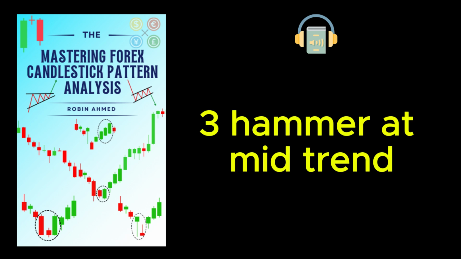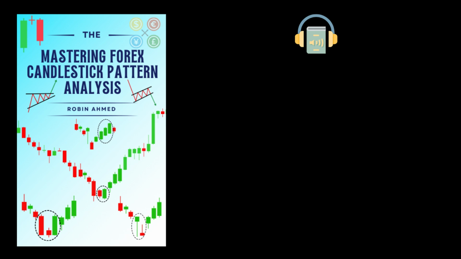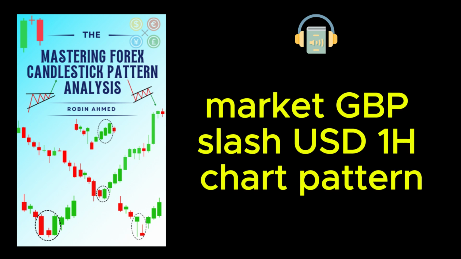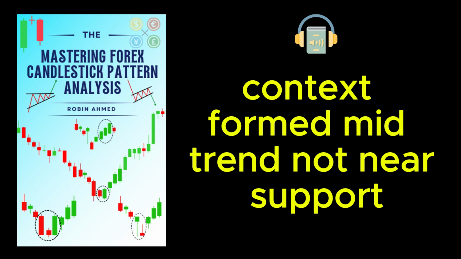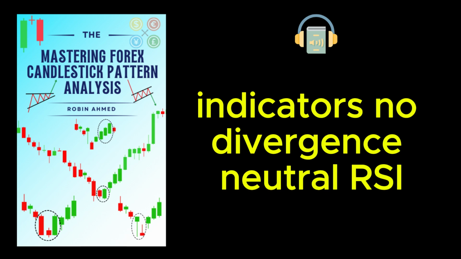3. Hammer at mid-trend, a losing trade. Market: GBP/USD, 1H chart. Pattern: hammer. Context: formed mid-trend, not near support. Indicators: no divergence, neutral RSI.